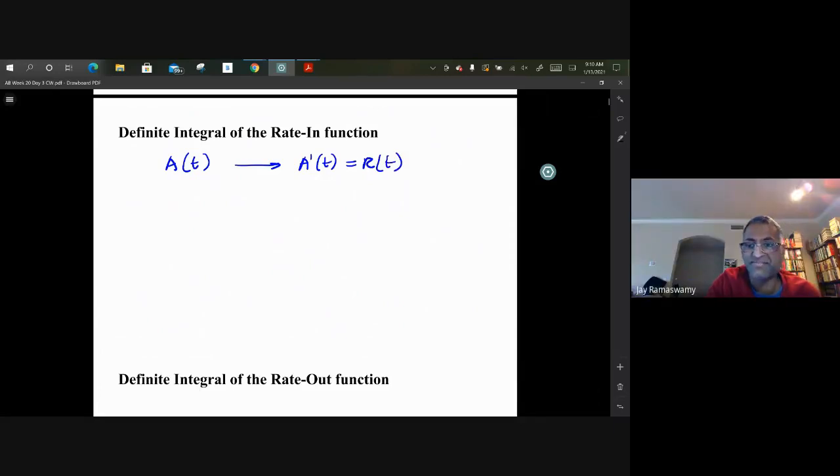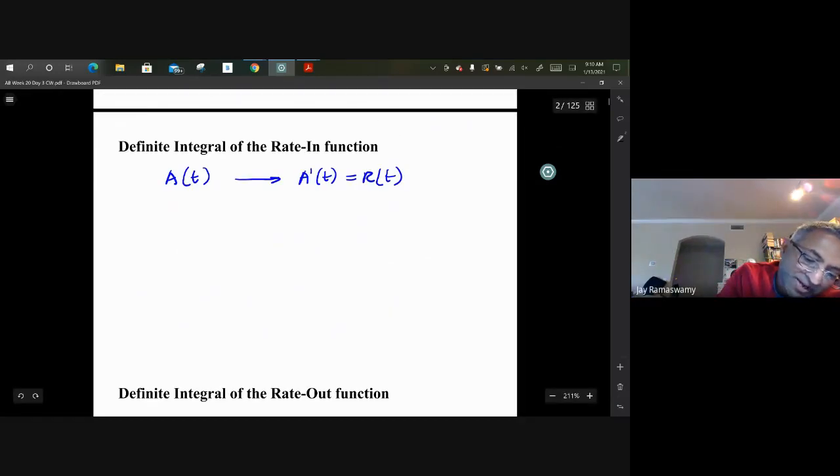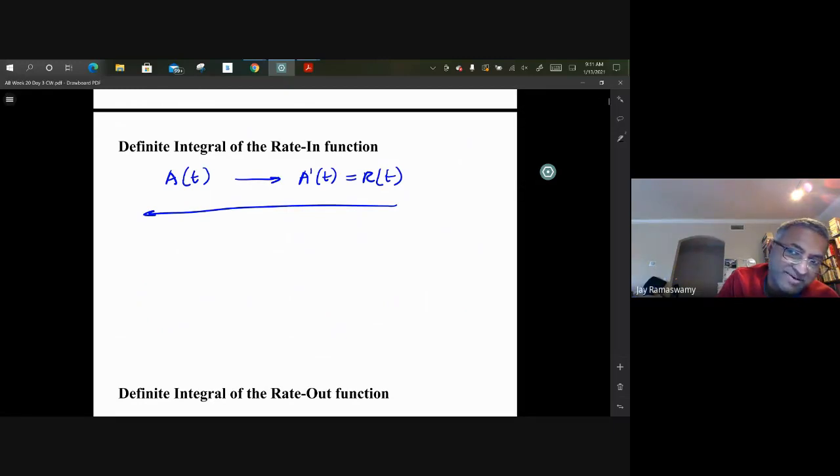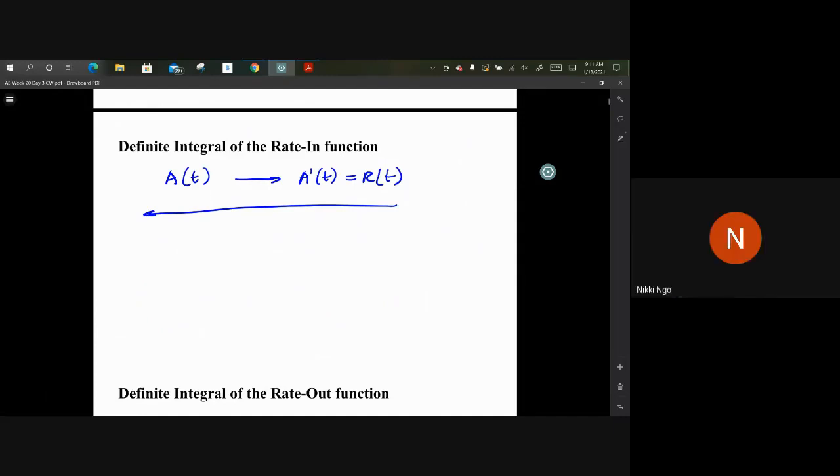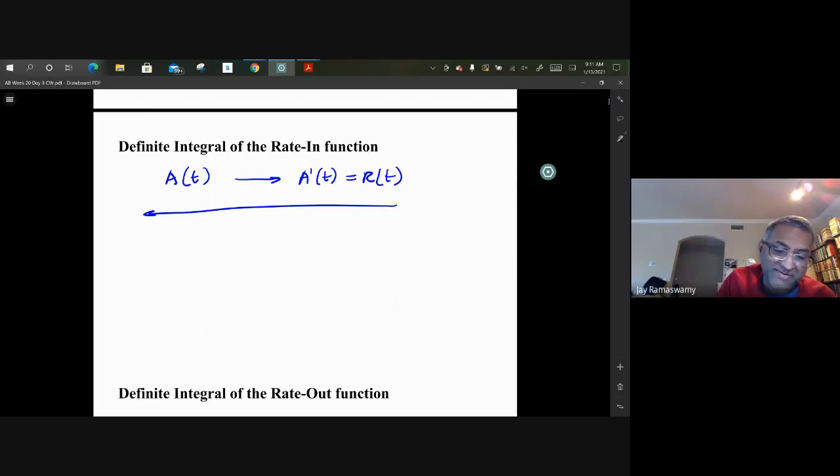This is not tricky stuff. This is kind of obvious. If I take its derivative, I'll get the rate function. So if I go backwards, if I'm given the rate function and I go backwards, am I finding the integral or the derivative? Integral. So if I integrate r of t, should I get the amount function?